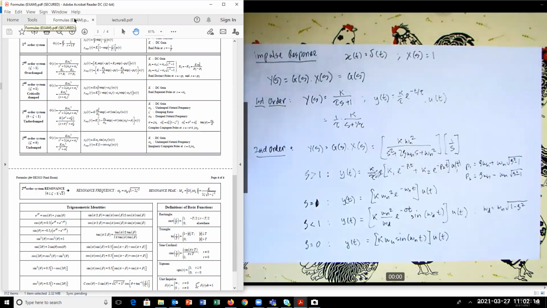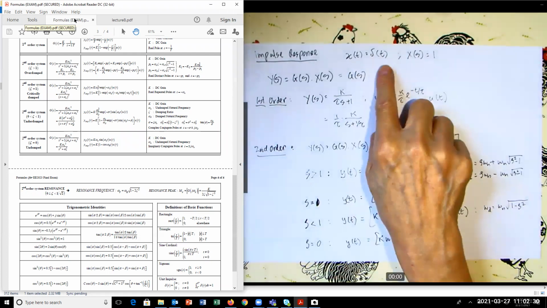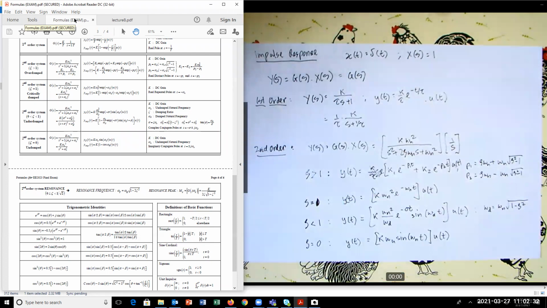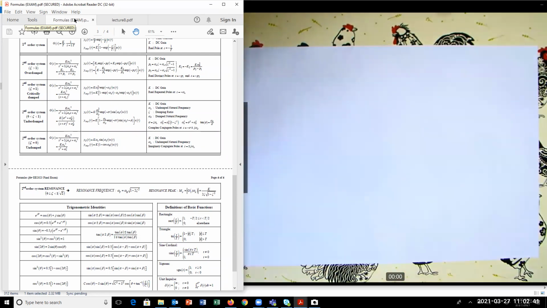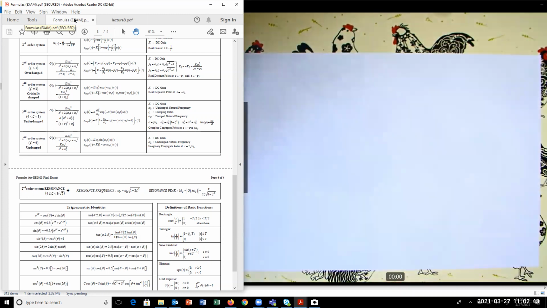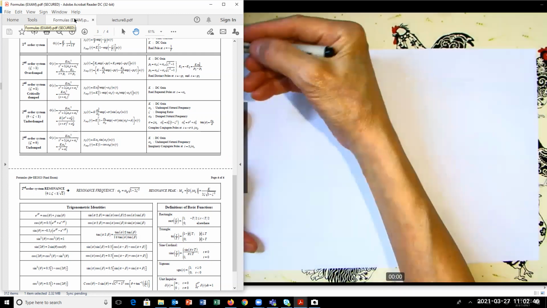Okay, good. I'm trying to summarize the key things that you need to understand from Monday's lecture. Those are the key things. This is the case when the input is an impulse. We can do the same thing again for the case when the input is a step function, so let's summarize that. Now we have the step response.